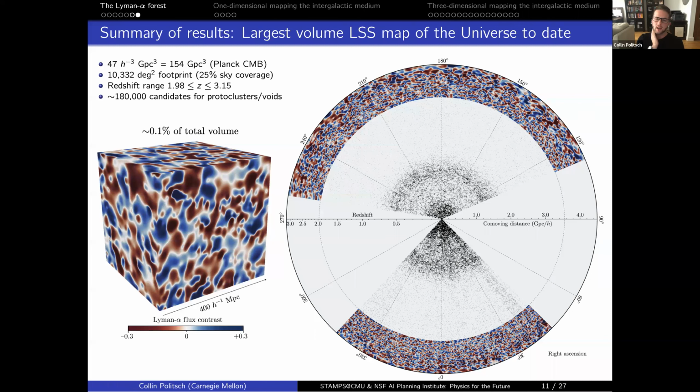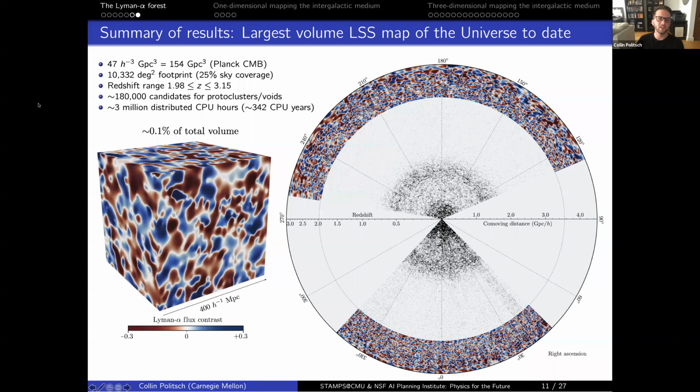And using our map and our uncertainty quantification together, we're able to catalog approximately 180,000 high significance candidates for galaxy protoclusters and voids. And this is really an unprecedented number for these two high redshift types of structures. So that's what I mean when I say the largest large-scale structure map ever made, is that we can actually resolve these two types of large-scale structures over large volumes.